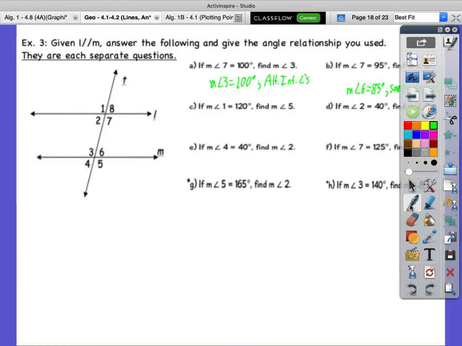So again, angles are opposite each other. If they want to be straight.